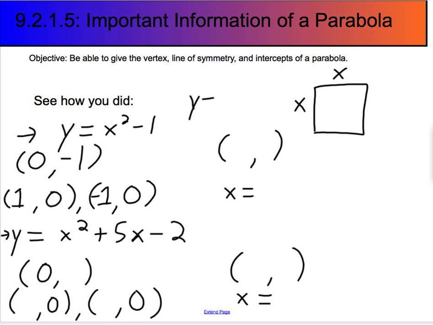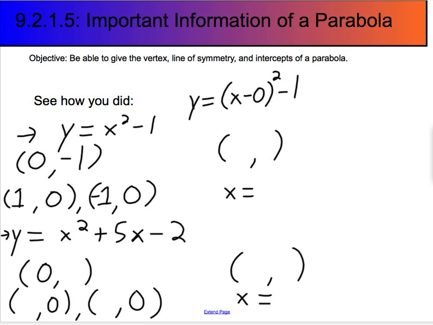But if you think about it, it would look like that. Let me erase my generic rectangle. It's a little bit too close. So what that tells me is that the vertex is at 0, negative 1, which just so happens to be the same as the y-intercept. This is definitely a weird one in that way.